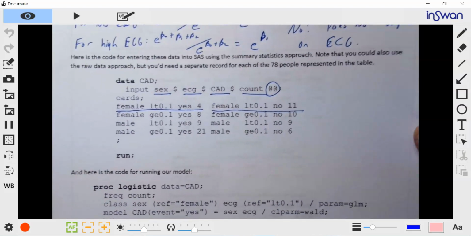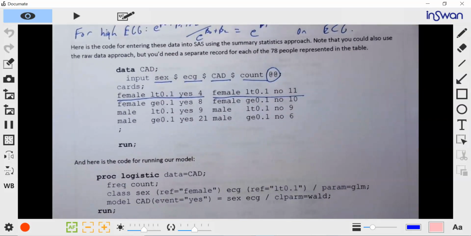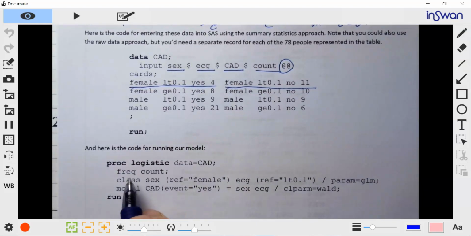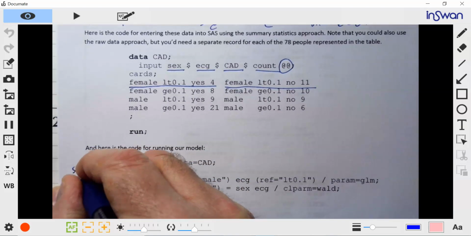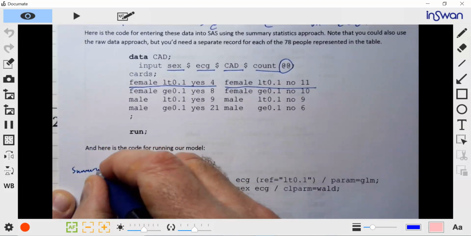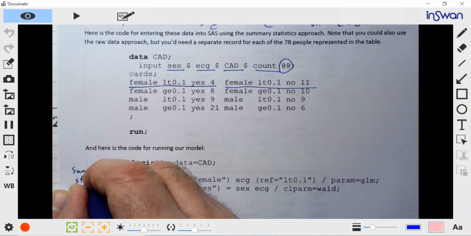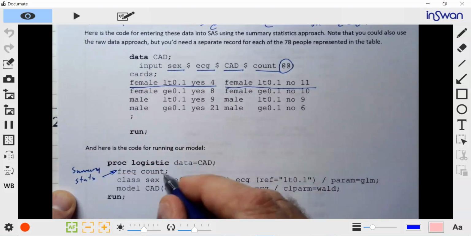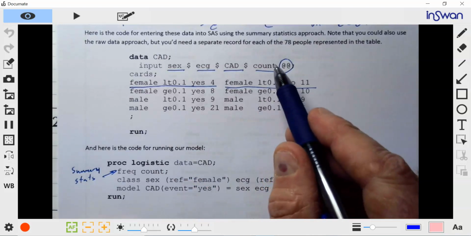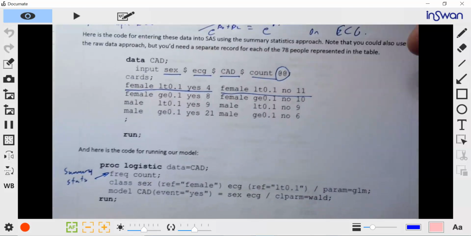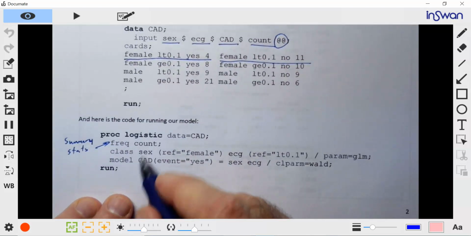And then I can use proc logistic to run the model. So proc logistic data equals CAD. Again, I have to use freq count because I'm entering my data as summary stats or as counts. And again, the count is my variable name. Remember that count is my variable name. I don't have to call it count, but I did here, and that makes sense to me. You can call it whatever you want.